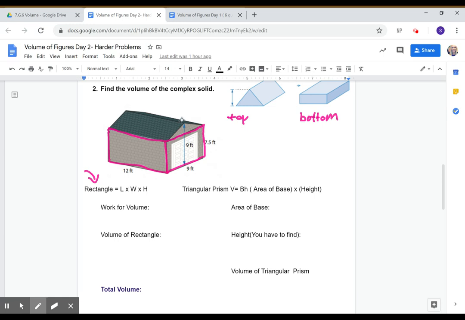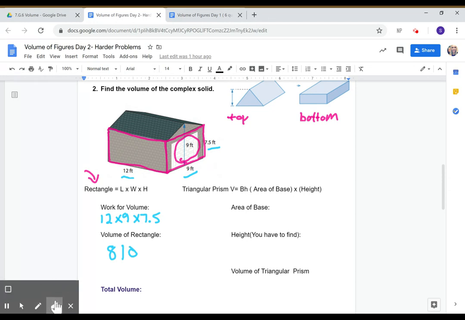Okay, so it's like imagine the roof being off. I need my three numbers. So this piece actually does not do anything for me. Remember when I'm looking at a rectangular prism, it's always the length times width times height. So I'm going to have 12 times 9 times 7.5. 12 times 9 times 7.5 gives me 810. So that's the volume of the rectangle.